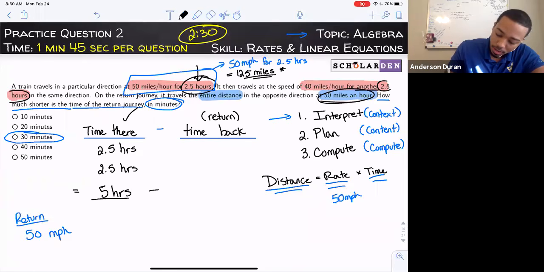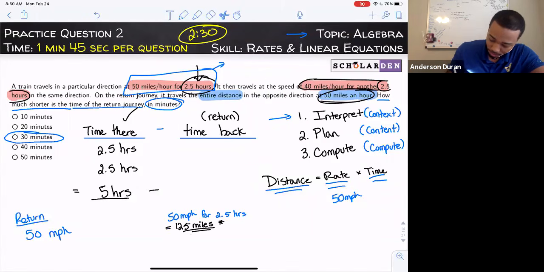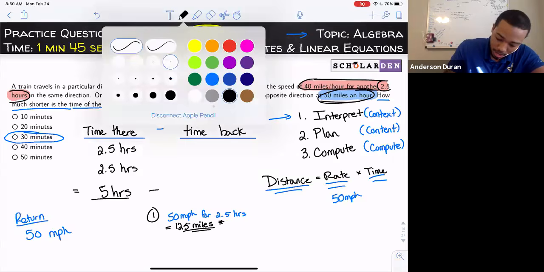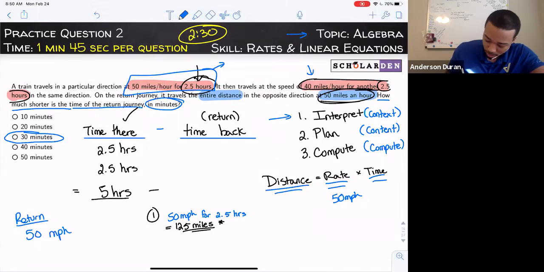Now we see over here that we have 40 miles an hour. So I'll actually go ahead and take all of this down here with me. And with the second one, we see here that we have 40 miles an hour. For how long? Another 2.5 hours. So again, just like we did last time, we'll multiply again to get 100 miles.